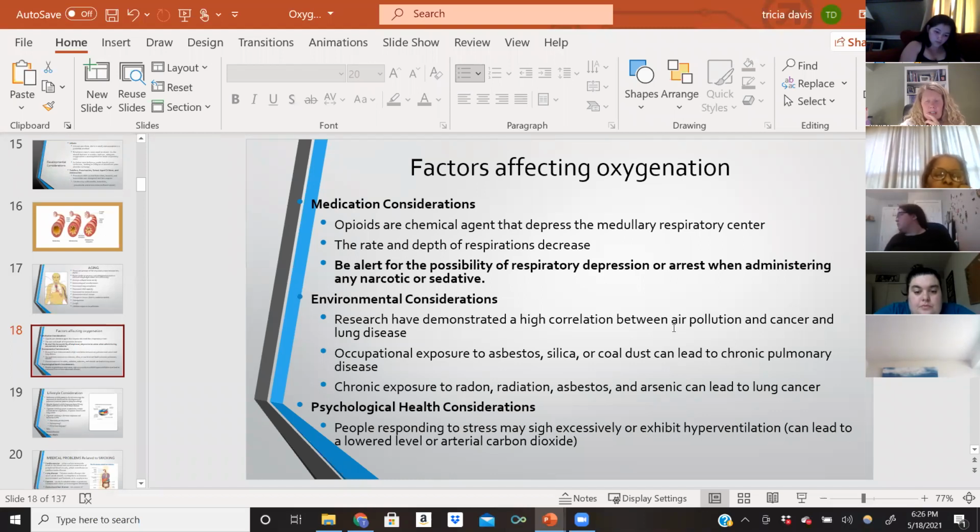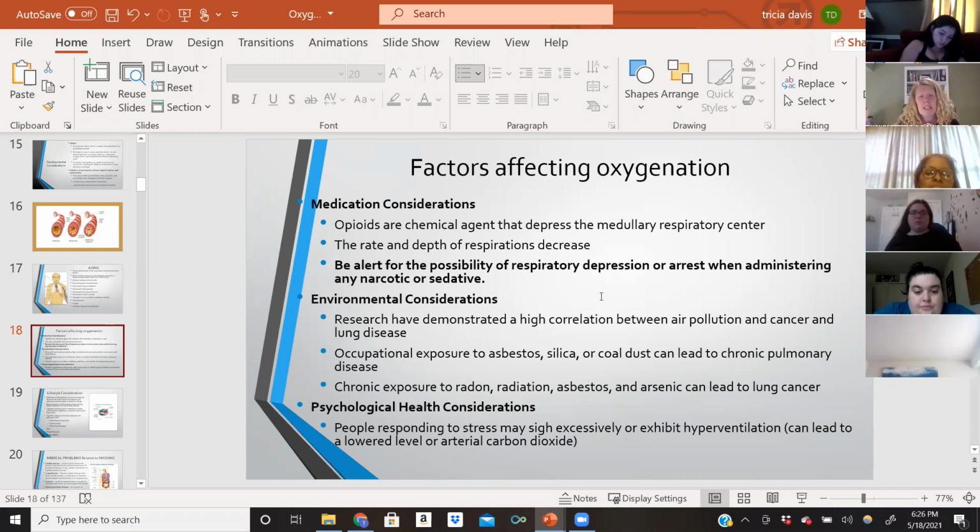So whenever, we've talked about this before, but I'm going to say it again because it's that important. Whenever we are giving narcotics or any type of sedative, or multiple things together that could have a sedative effect, we want to be alert for the possibility of respiratory depression or arrest. So we want to be checking those respirations before we give things, check them after we give them, and keep on monitoring these patients.